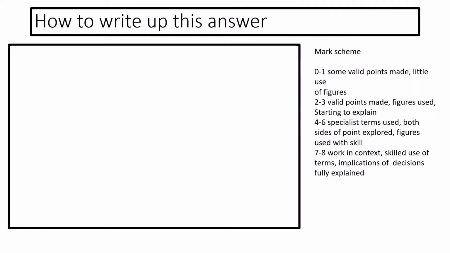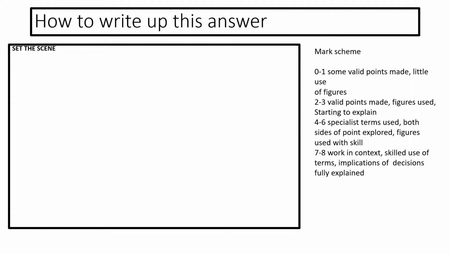So if we look at the mark scheme, it's the usual pretty similar one. If you've made some valid points but you haven't used the figures, you're going to get 1. If you want to get 2 to 3, you'll have used your figures, you've started to explain. 4 to 6, specialist terms used. Now the specialist terms here really are just net profit, gross profit, expenses. It's just using the figures in it, but using them well. And 7 to 8, working in context, skilled use of terms, implications of decisions fully explained.